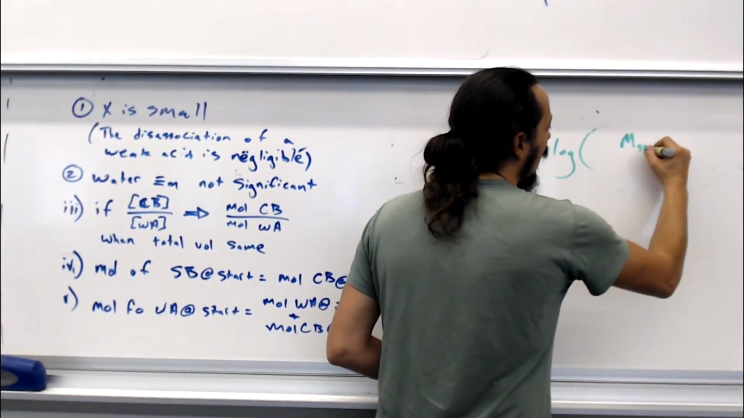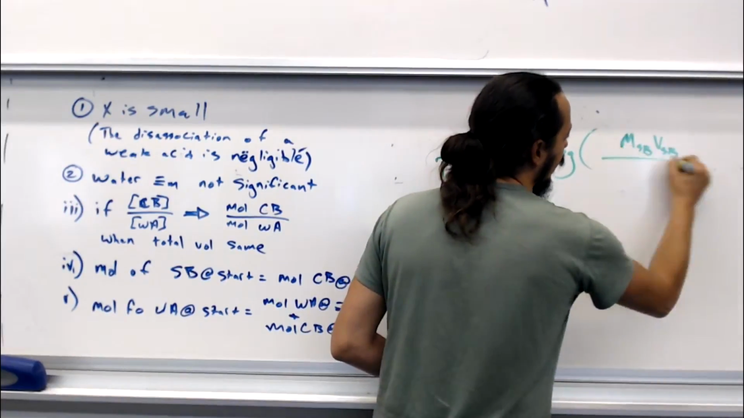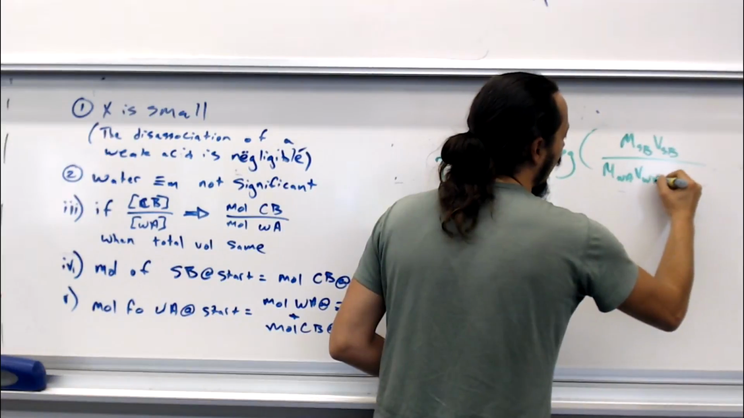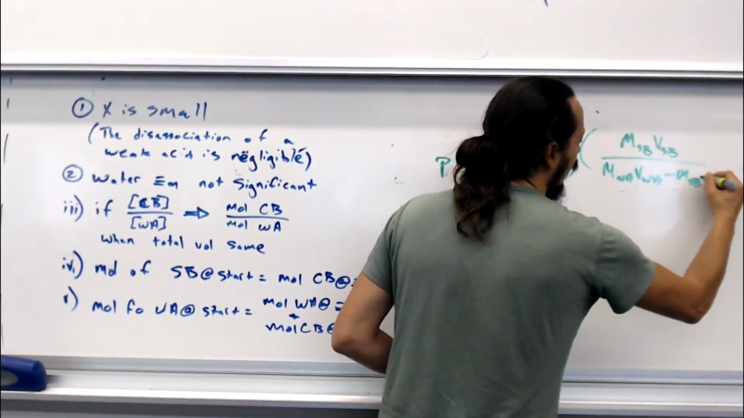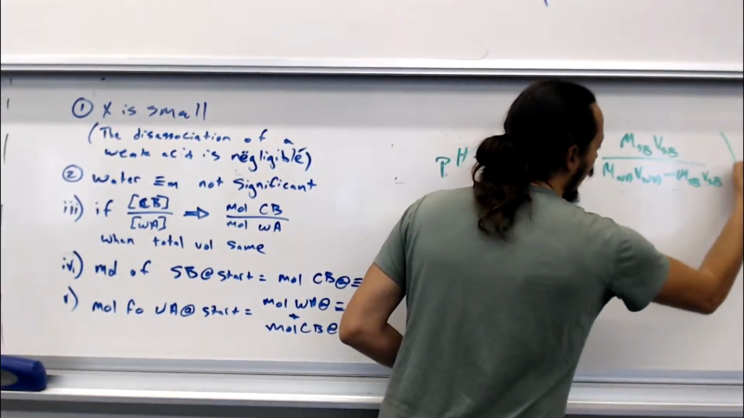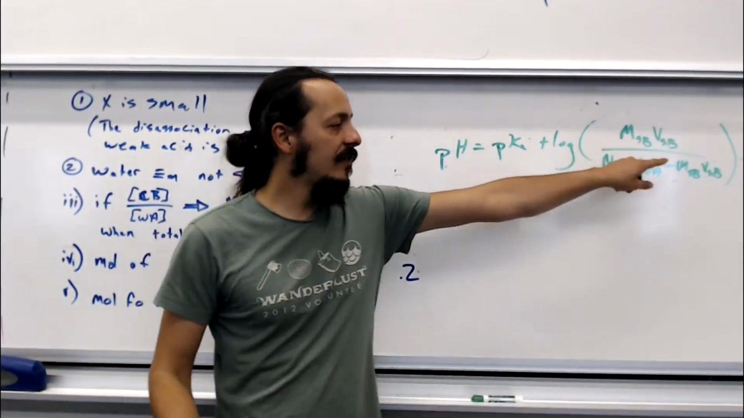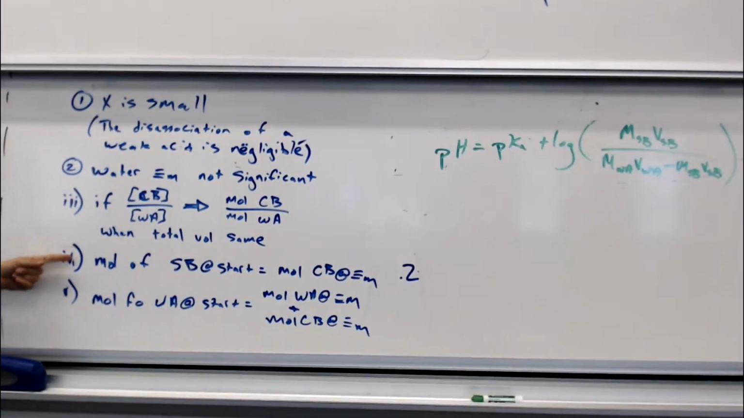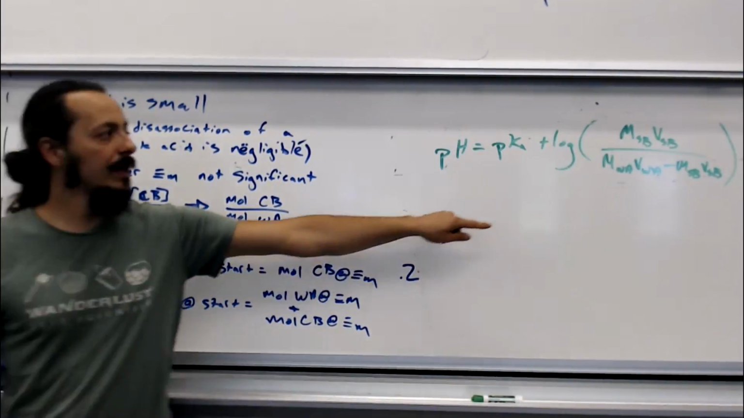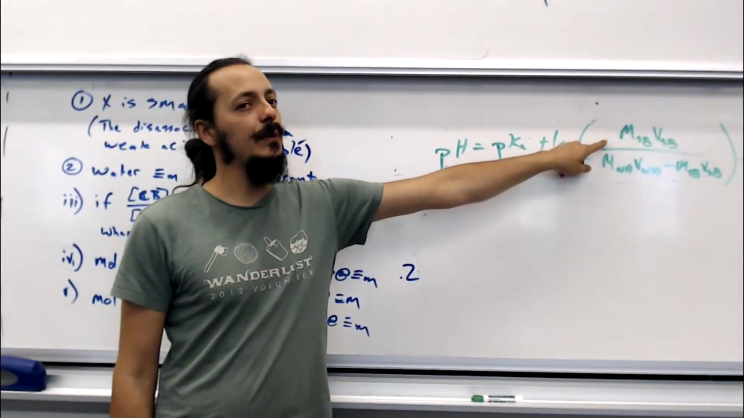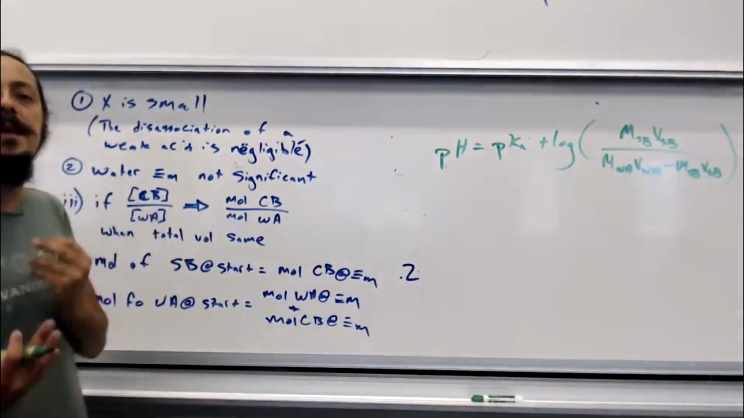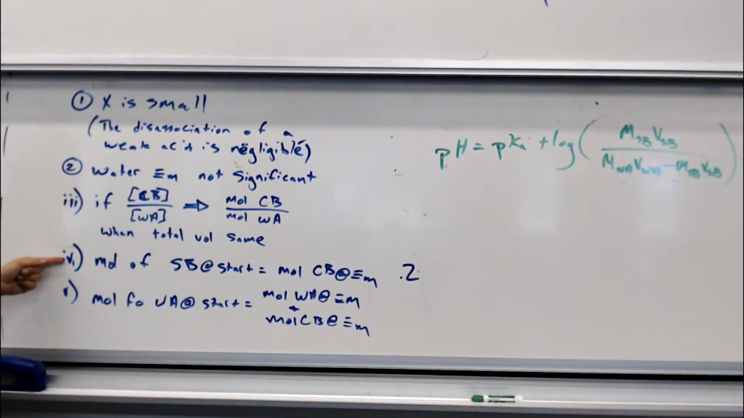Molarity of strong base, volume. You talking about this one? Yeah. Molarity weak acid, volume weak acid minus molarity of strong base, volume strong base. That is the stoichiometry. That comes from these ideas, right? The moles of strong base at the start is the moles of conjugate base at equilibrium. But we've got moles of strong base at the start, same thing, because of this stoichiometric trick.